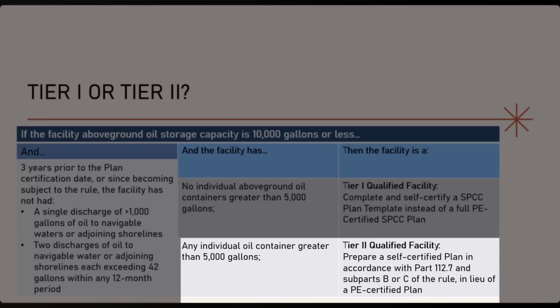If, on the other hand, any individual oil container is greater than 5,000 gallons, but still less than 10,000 gallons aggregate, then it can be a Tier 2 qualified facility. There you must prepare a self-certified plan in accordance with 112.7 and subparts B and C of the rule instead of a PE certified plan. EPA has determined that the 5,000 gallon threshold was consistent with industry standards that require more stringency at this volume, in particular the Steel Tank Industries Institute standard SP001.